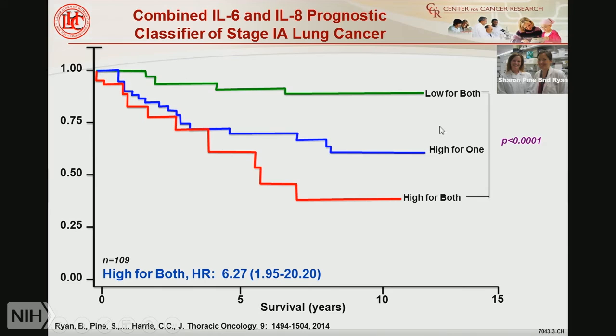It's about 80% over this period of time. If one out of the two is high, survival is about 50% over a 5 to 10 year period. But if both are high, that's the red line, then only about 70% of the individuals will survive. Excuse me, I put it the other way. 30% of the individuals will survive. So this is associated with increasing risk of recurrence and death.